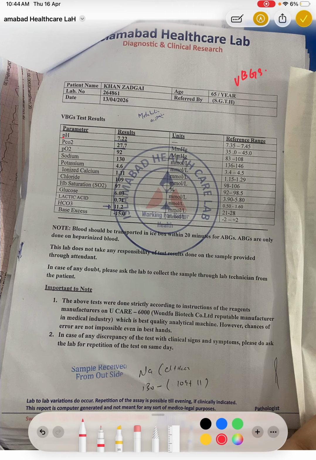First of all, the pH is 7.22, the normal is 7.35 to 7.45, so this is decreased. The partial pressure of CO2 is 27.7, the normal is 35 to 45, so this is decreased. The partial pressure of O2 is normal, sodium is normal, potassium and calcium. Okay, HCO3 is 11.2, so this is also decreased, the normal is 21 to 28. So from this report and the findings that are present here, we will find whether it is metabolic acidosis or alkalosis, and whether it is respiratory compensation or not, and what is the anion gap here.